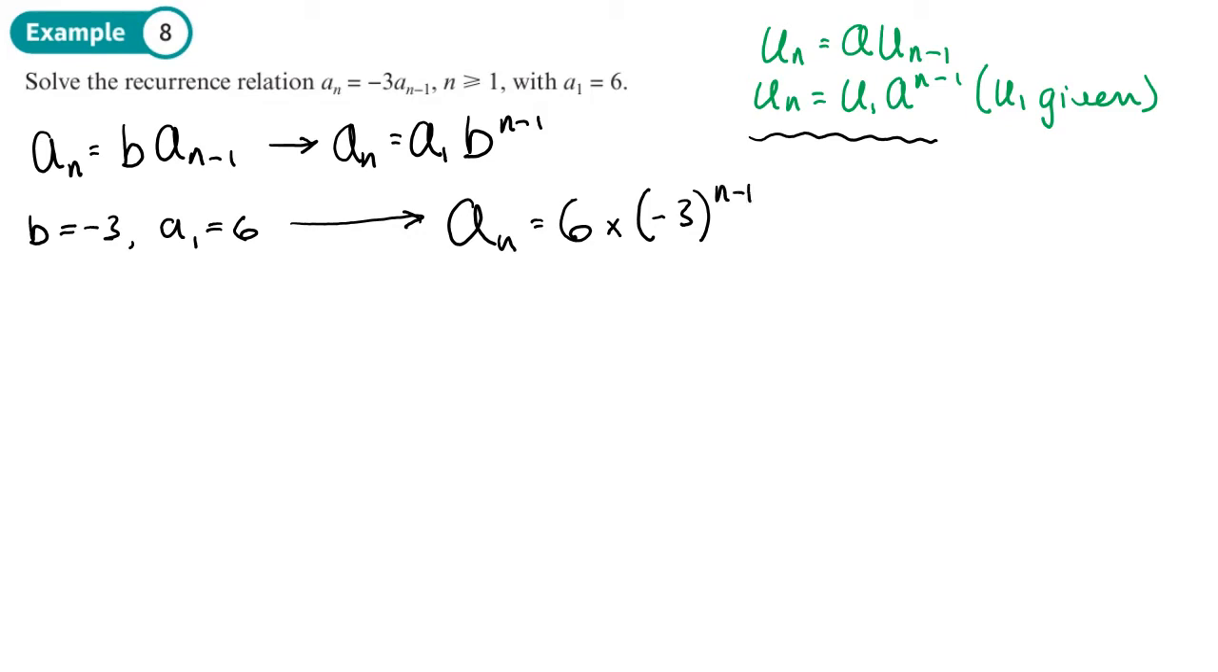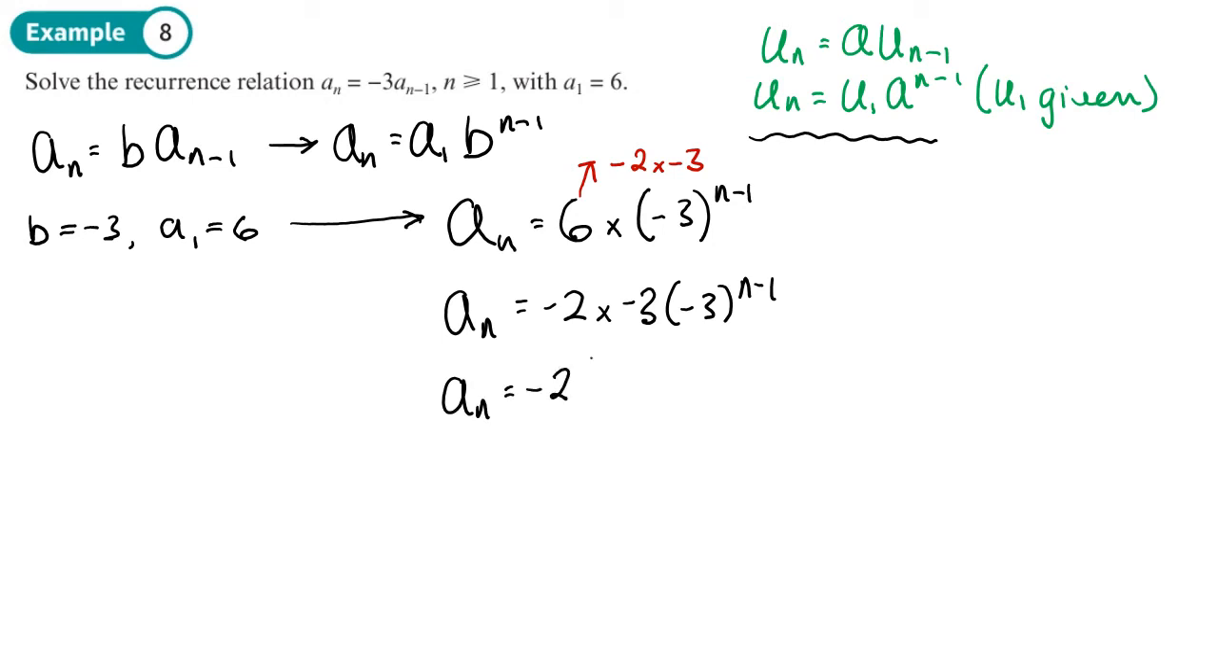Now, since 6 is the same as -2 times by -3, we could also write this solution as a_n equals -2 times by -3, then times by -3 to the power n minus 1. And you can see what we're doing here. We're multiplying this by another -3. So we need to add 1 to this power. So then that becomes to the power n. So then we've got a_n equals -2 times by -3 to the power n. So that's an equivalent solution.